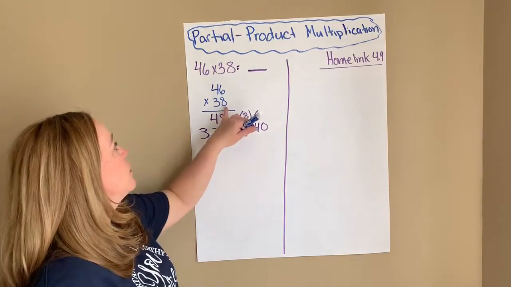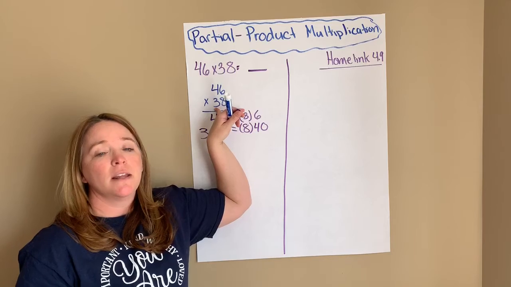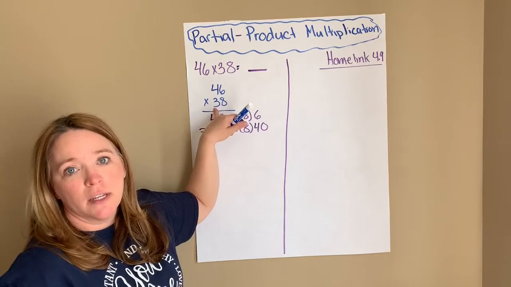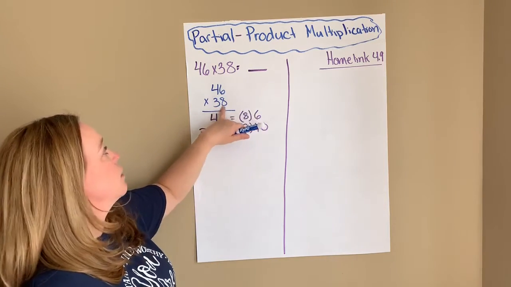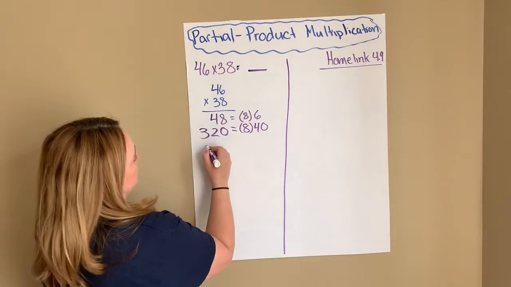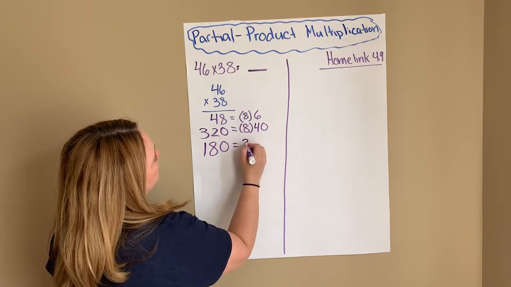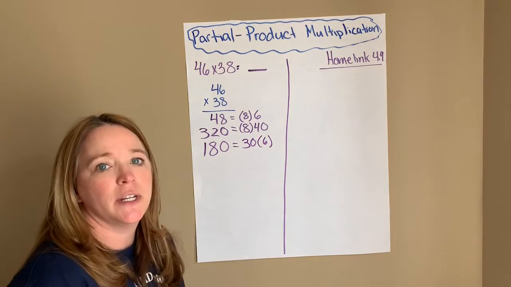Now we took care of all the numbers times 8, and now we're going to move to the tens column and multiply the numbers that we have left. Notice again that my 3 is in the tens place. We don't think of the 3 as a 3, we think of it as a 30. So we're going to say 30 times 6 is 180. And again, that was 30 times 6 is 180.